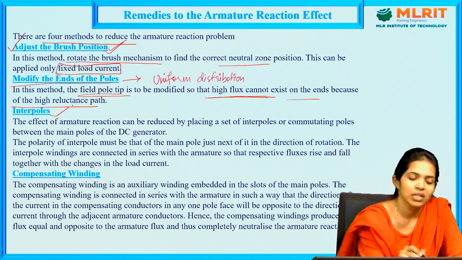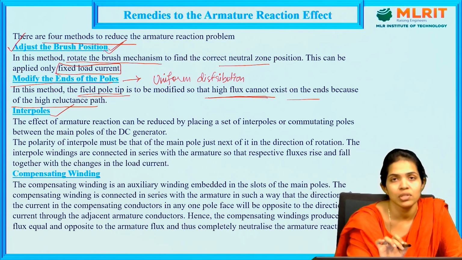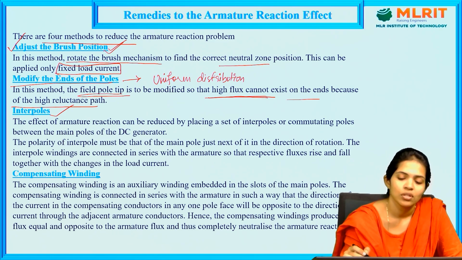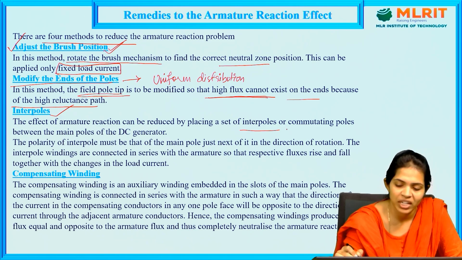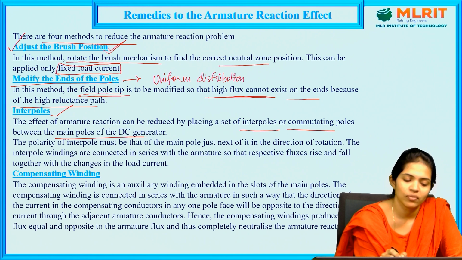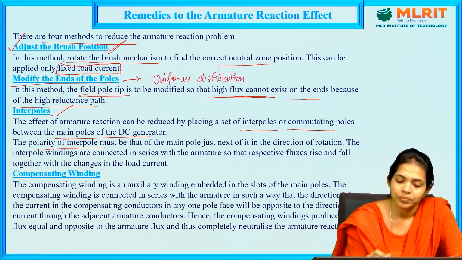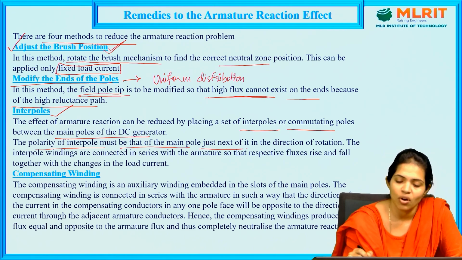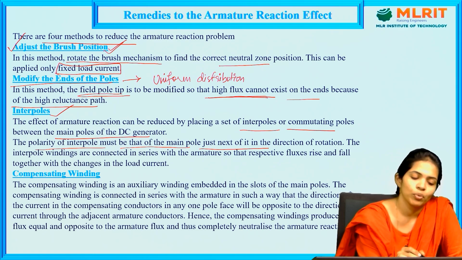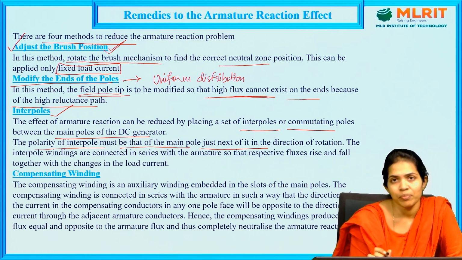The other one is interpoles. Interpoles are the poles which are situated between the main poles. By placing a set of interpoles, also called commutating poles, between the main poles of the generator, the polarity of the interpoles must be the same as that of the main pole just next to it in the direction of rotation. So both the polarities of the interpoles and the main field poles should be in one particular direction, that is, in the direction of rotation.